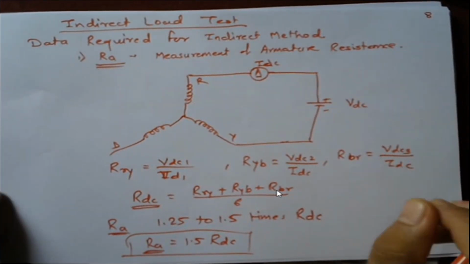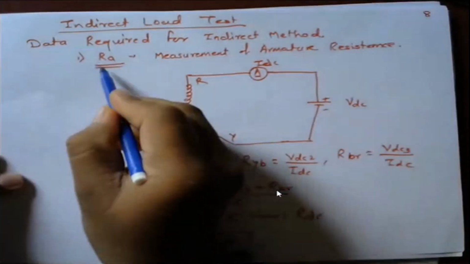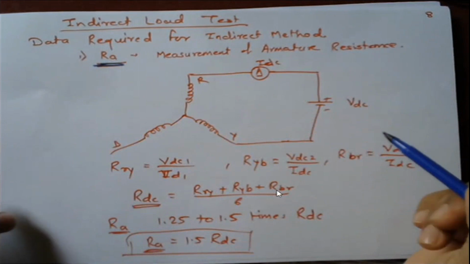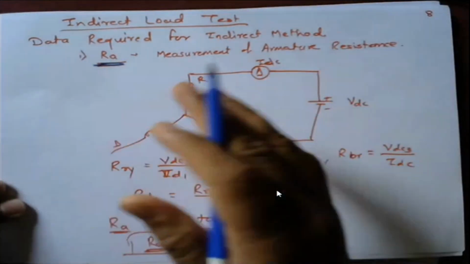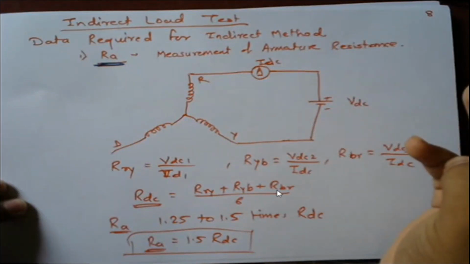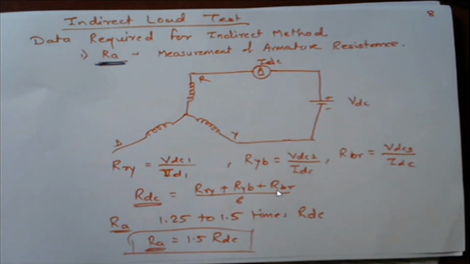data, and that primary data is nothing but the value of RA. RA is nothing but the armature resistance. So how do we measure the armature resistance? In this case, we are going to apply a supply to the armature, which is disconnected, meaning we are not giving any supply to the field, and we are not going to rotate the prime mover.